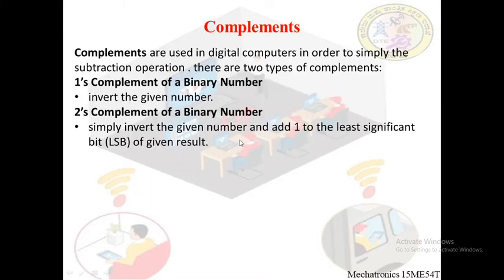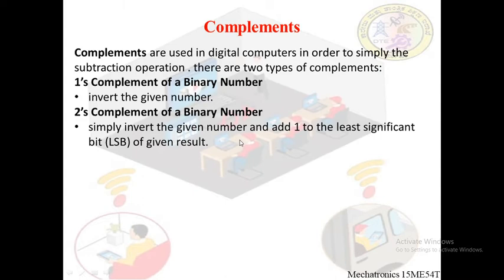This binary subtraction, when done with computer systems, is not always done as a direct subtraction. It is always done as an addition. It is always possible to do the subtraction in terms of addition. There are various simple methods available in order to perform binary subtraction in terms of addition. Those methods are called complements. Complements are used in digital computers in order to simply do the subtraction operation.